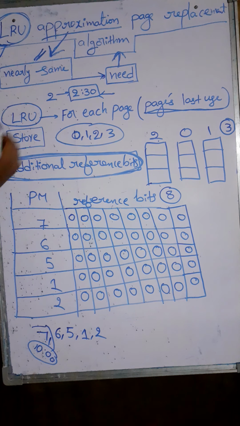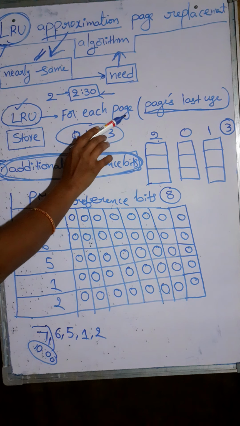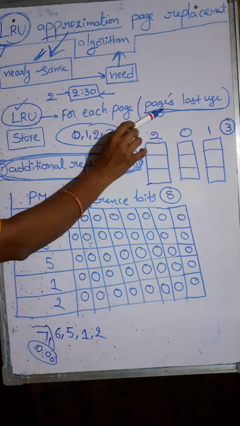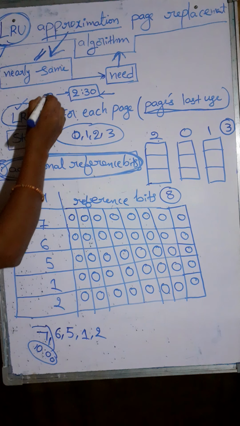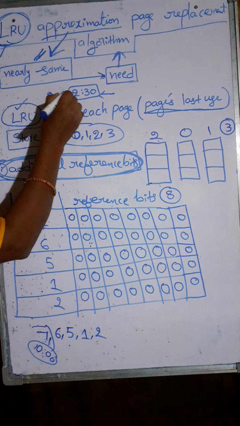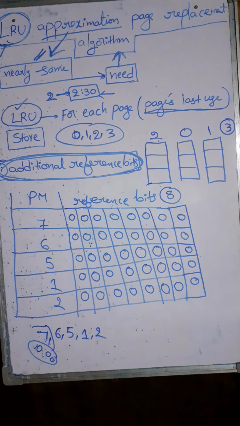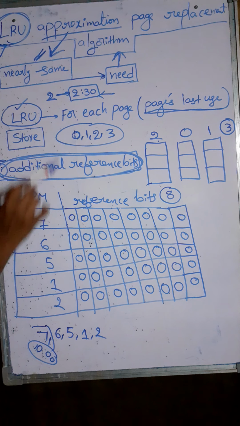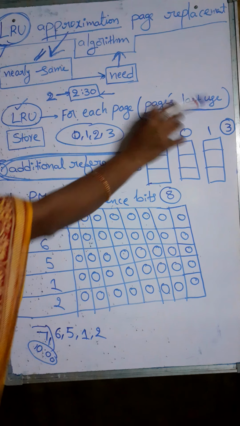If you observe in LRU, for each page we should maintain some time information of that page's last use. For example, for page number 2, let us assume that the time is 2:30. That means page number 2 is used at time 2:30. After that, page number 2 has not been used. That means for each page, we have to maintain time information of that page's last use.